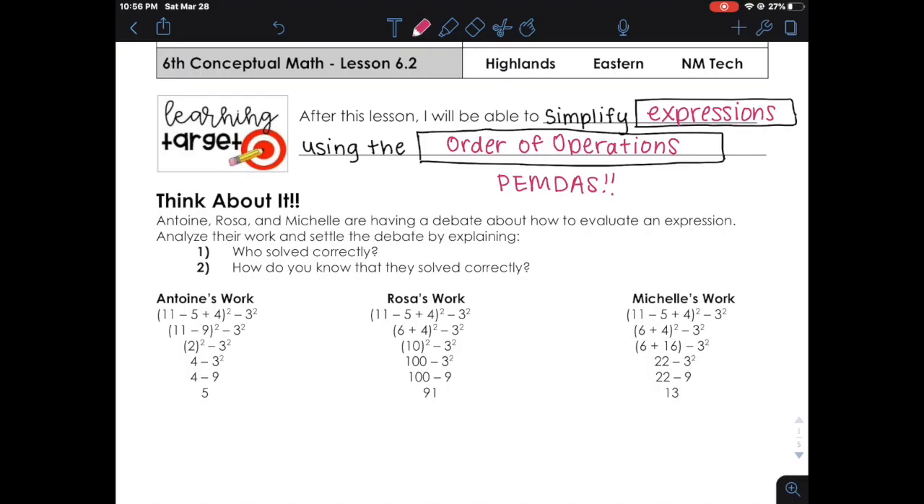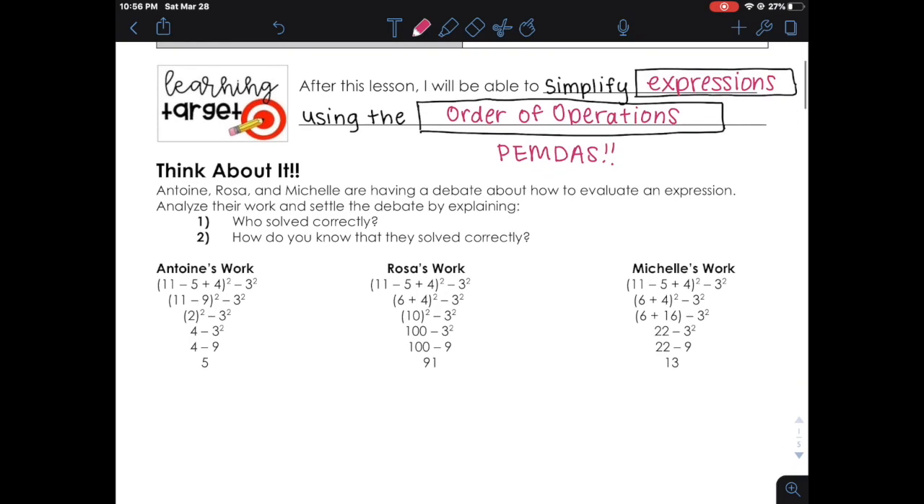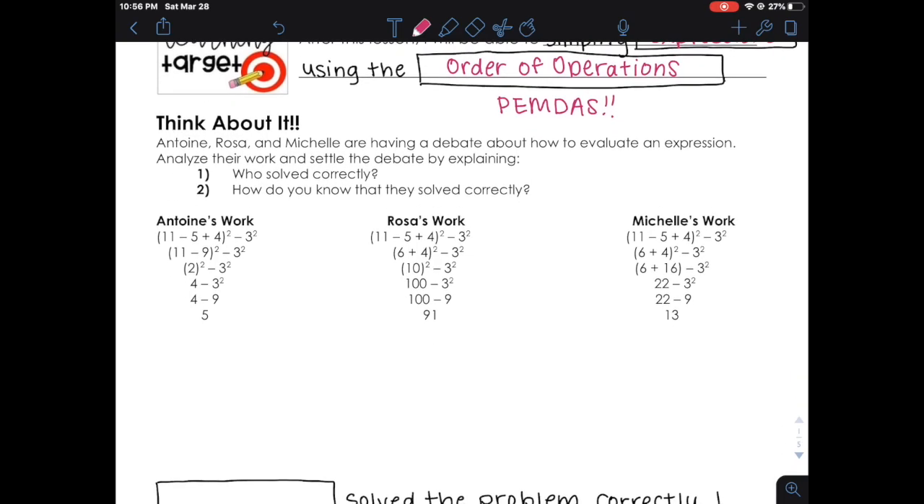All right, guys, I hope you paused the video. Let's go ahead and work through. We're gonna start with Antoine's work, and we're gonna see who worked through this expression correctly. Remember, we're following the order of PEMDAS. I actually prefer to write PEMDAS up and down, or vertically. The reason I like to do this is because it's important to note that multiplication and division are done in order from left to right, and addition and subtraction are also done in order from left to right.